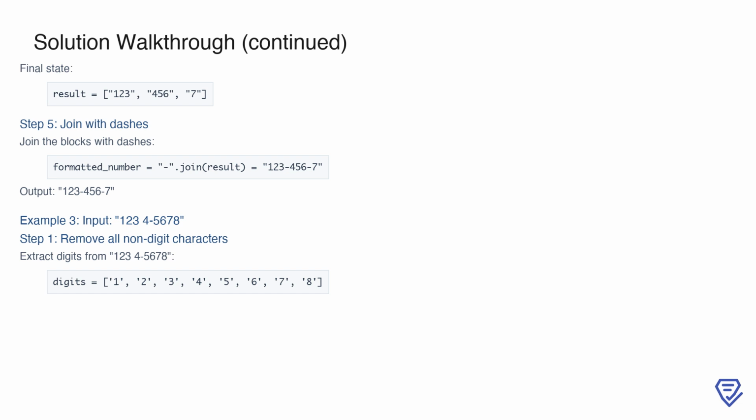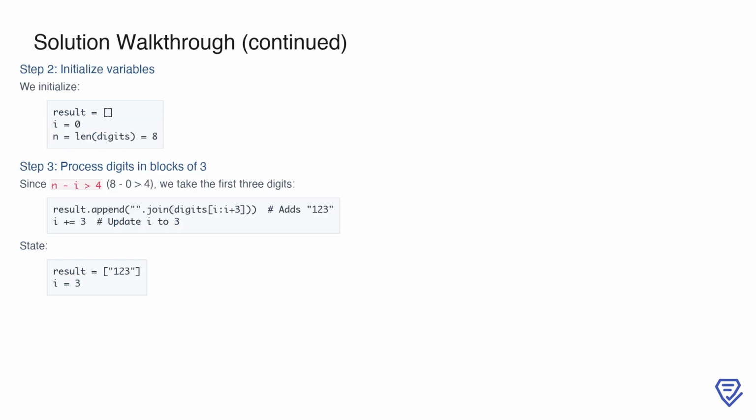Removing all non-digit characters gives us the digits 1, 2, 3, 4, 5, 6, 7, 8. With the digits extracted, we initialize our variables. The result list starts empty, i is set to 0, and the total number of digits n is 8.